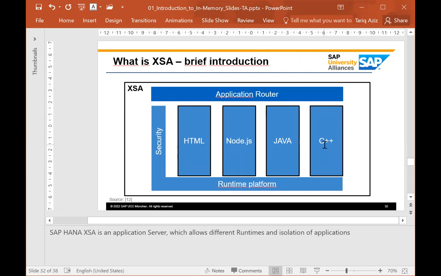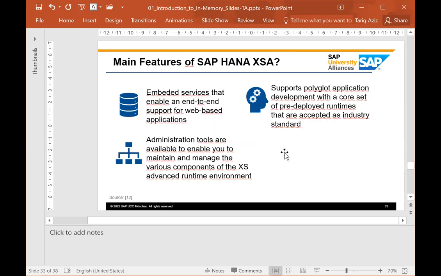Before, what was happening? Oh, I can work on HTML, but I cannot link the HTML with Java, or C++, or C. Now it is possible with the help of XSA that you can develop software in any language and embed it into the application which you develop on SAP HANA. That is no problem. So the main feature of HANA XSA is that you can embed services.